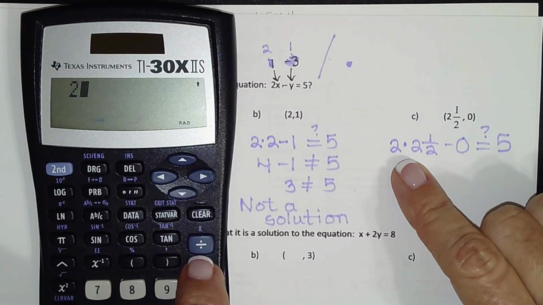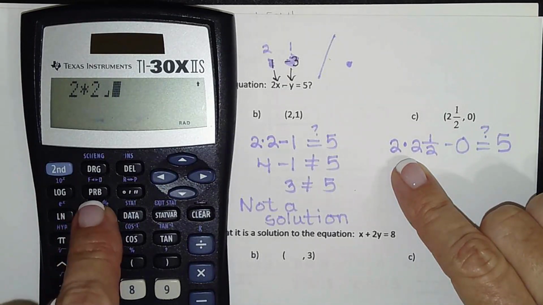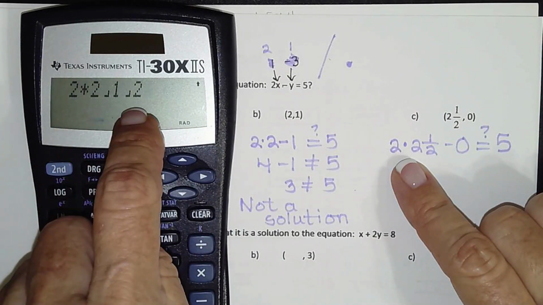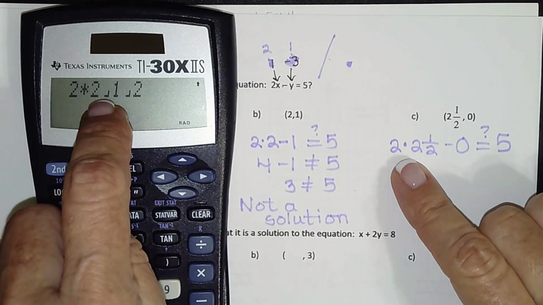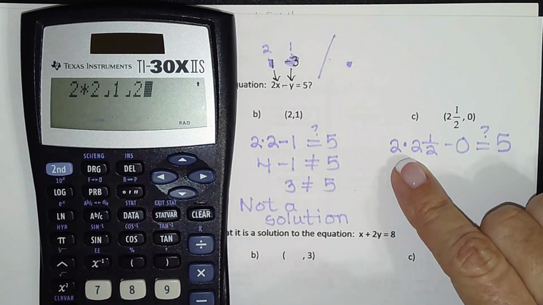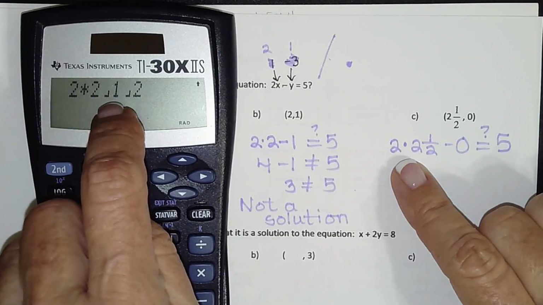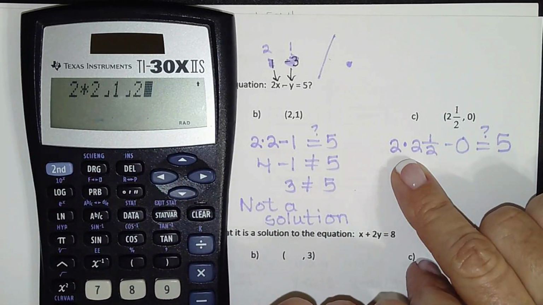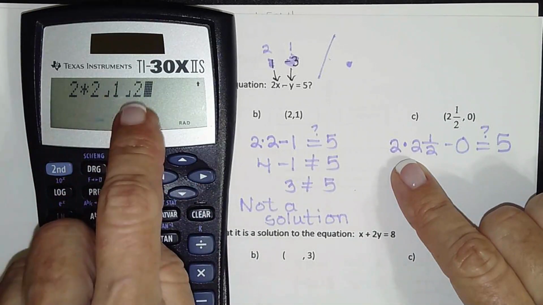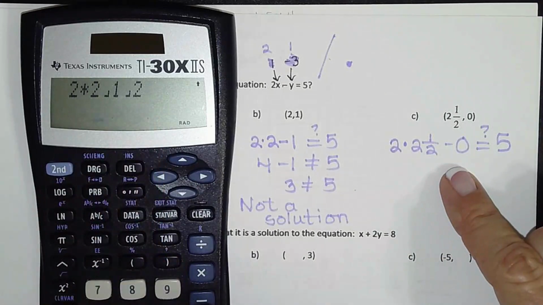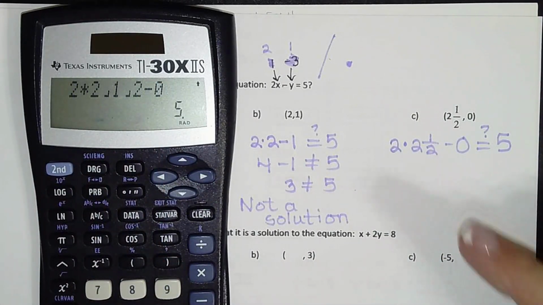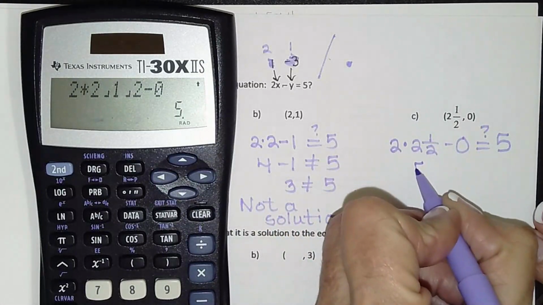So you do 2 times, and to type in a mixed number, you have to hit the fraction bar twice. You go 2 fraction bar 1 fraction bar 2. So that's how 2.5 looks. And students go, well, why do you need that 1 here? Well, it would be 21 without it. So you have to tell the calculator there's a space there. So it's 2 space and then 1/2. So that's how you type in a mixed number. You hit the fraction bar twice. And then minus 0, is that equal to 5? Yep, it is.